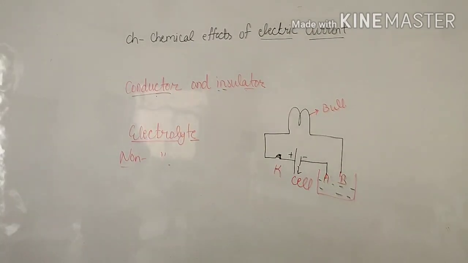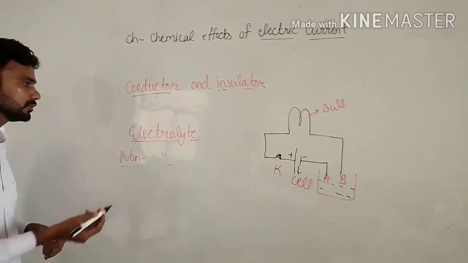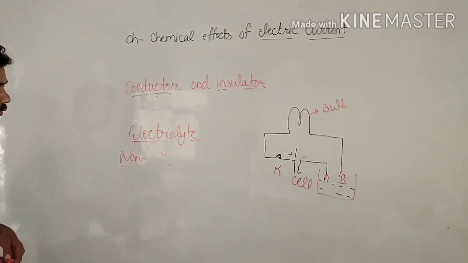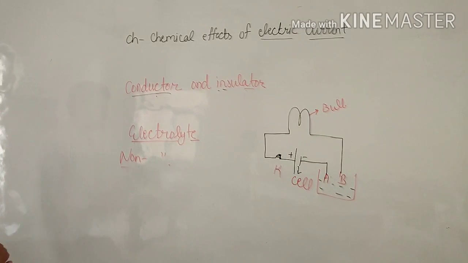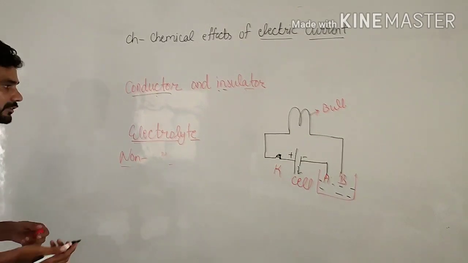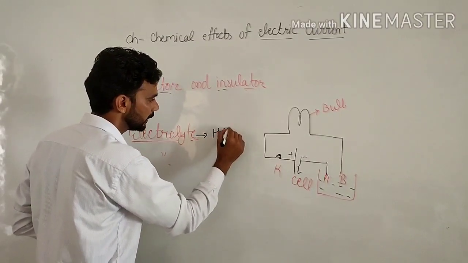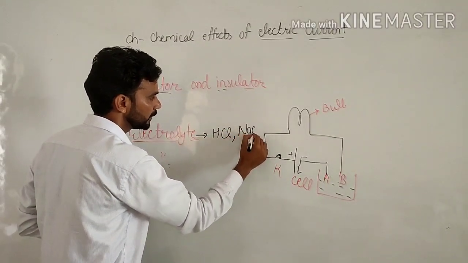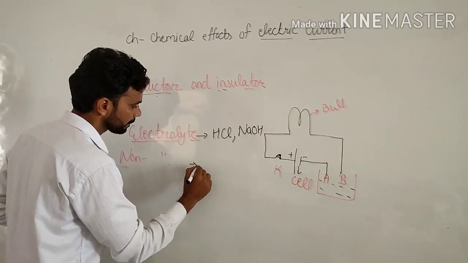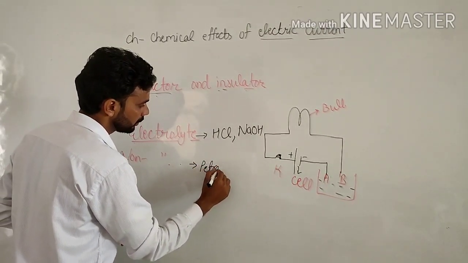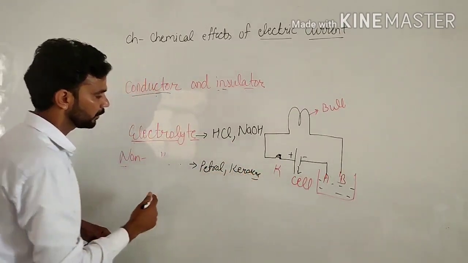An electrolyte is a solution which conducts electricity and at the same time undergoes a chemical change, and the chemicals which do not conduct electricity and do not undergo any chemical change are known as non-electrolytes. Examples of electrolytes are HCl and NaOH. Examples of non-electrolytes are petrol and kerosene. These are examples of non-electrolytes.